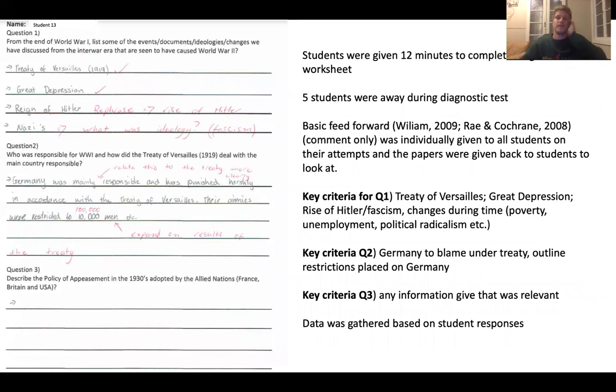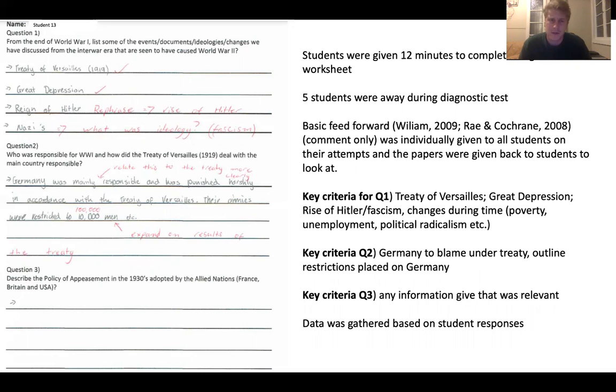Students were given 12 minutes to complete the worksheet. Five students were away during this time. And we've got student 13 over here, who did a really good job on summarising, answering the questions rather. We've got feed forward given in the red pen to the students, and I gave them this feedback straight away, the next lesson, as part of timely feedback.